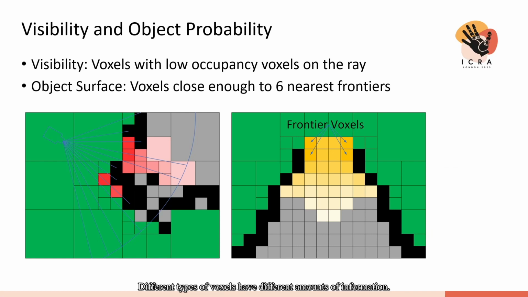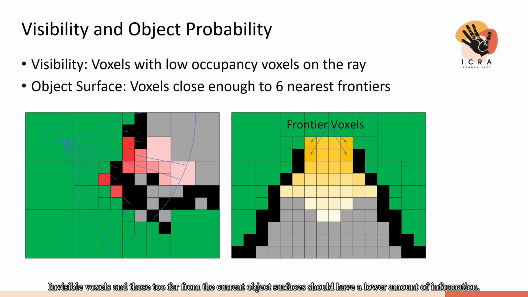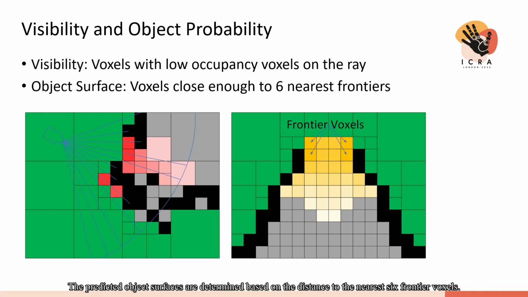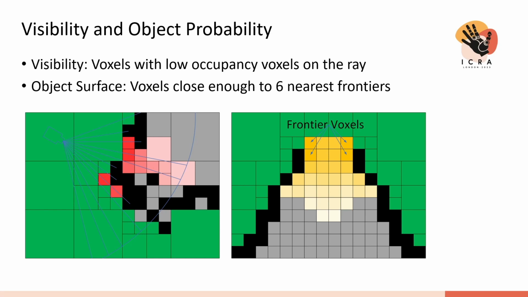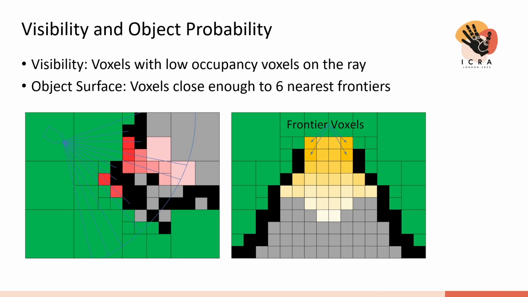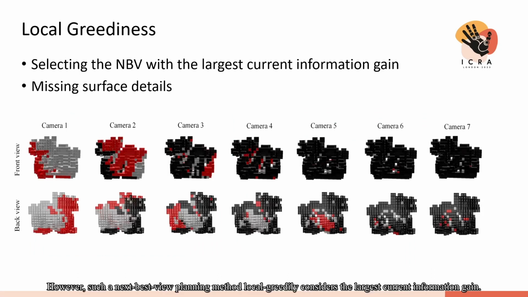Different types of voxels have different amounts of information. Invisible voxels and those too far from the current object surfaces should have a lower amount of information. The predicted object surfaces are determined based on the distance to the nearest 6 frontier voxels. In summary, the next best view is chosen by the largest sum of weighted volumetric information of the voxels traversed by the sampled rays. However, such a next best view planning method greedily considers the largest current information gain.